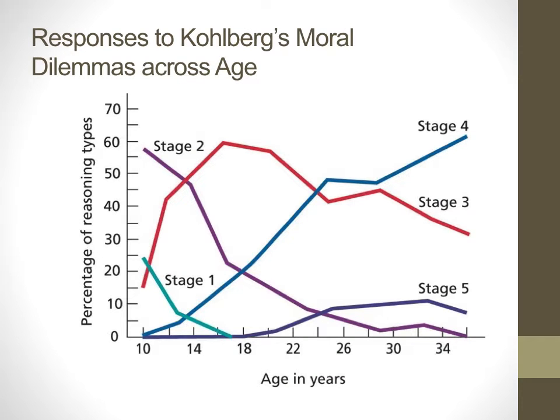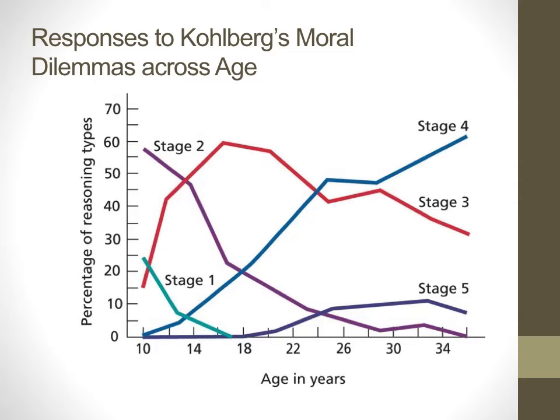So take a look at this figure. These findings are from Colby and Kohlberg's long term longitudinal studies, where they interviewed a group of boys and asked them about Kohlberg's moral dilemma every few years, starting from age 10 through adulthood. Every few years, they recruited the same group of boys and asked them these questions.